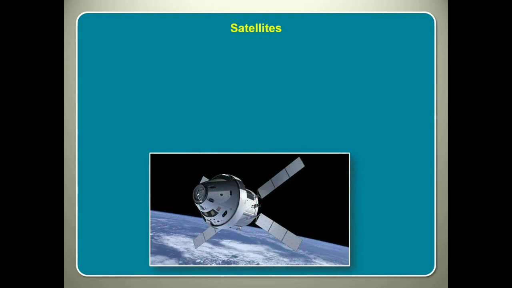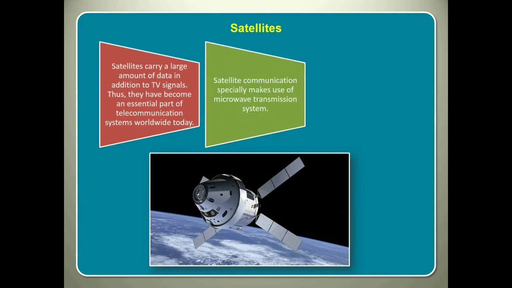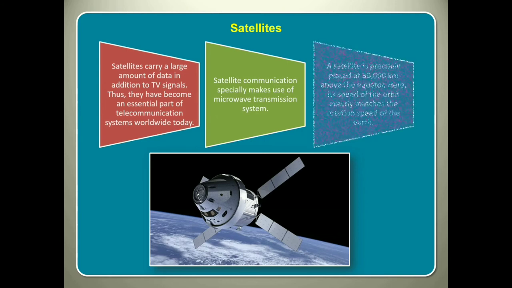Next is about satellites. Satellites carry a large amount of data in addition to TV signals. Thus, they have become an essential part of telecommunication systems worldwide today. Satellite communication specially makes use of microwave transmission system. A satellite is precisely placed at 36,000 kilometers above the equator. Here, its speed of the orbit exactly matches the rotation speed of the Earth.